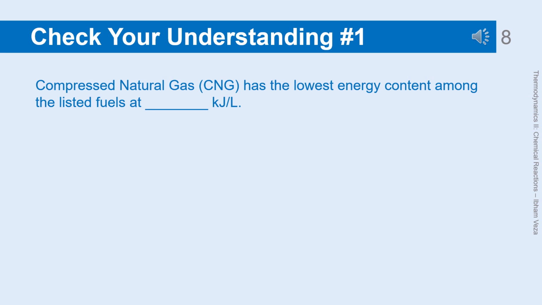Check your understanding. Number 1. This part aims to check understanding of fuel energy content. The main focus is recognizing that CNG has the lowest volumetric energy value. Such questions help reinforce intuition about the data in the previous table. No new concept is introduced here. Therefore, this part is skipped in the main discussion.